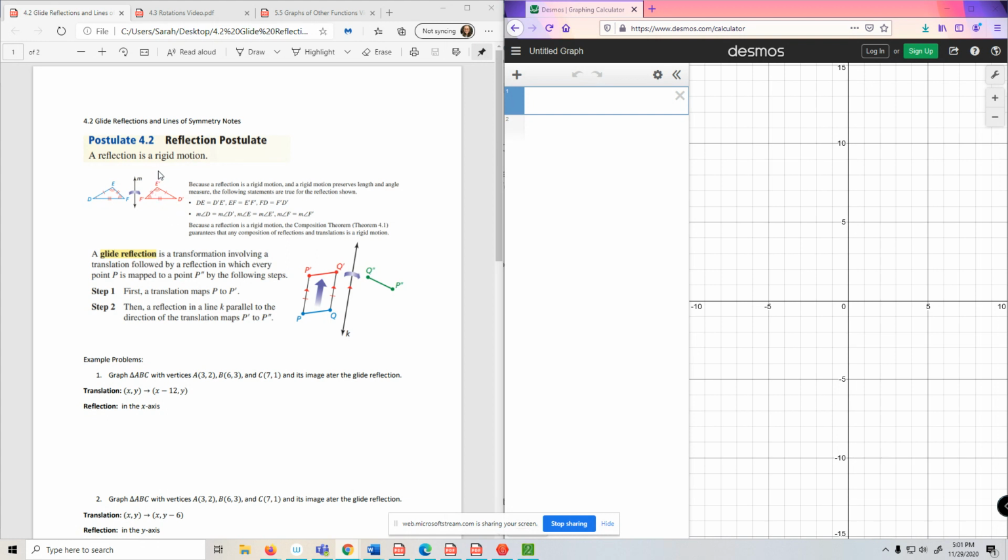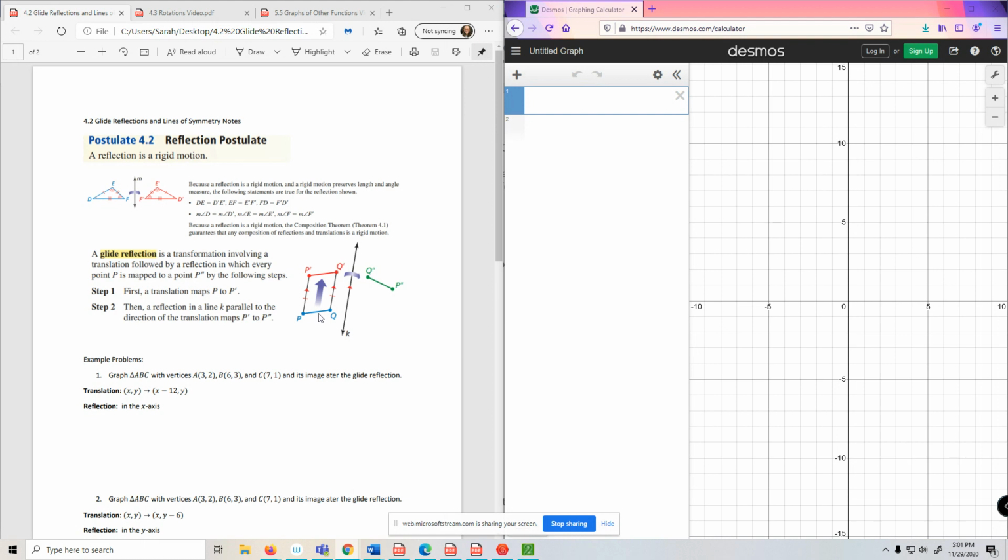And because a reflection is a rigid motion, and we know that compositions of rigid motions make another rigid motion, if we do more than one reflection, that'll also be a rigid motion. If we combine reflections and translations, that's also a rigid motion. So, speaking of that, a glide reflection is where we have a translation followed by a reflection. It's kind of mapped out here.